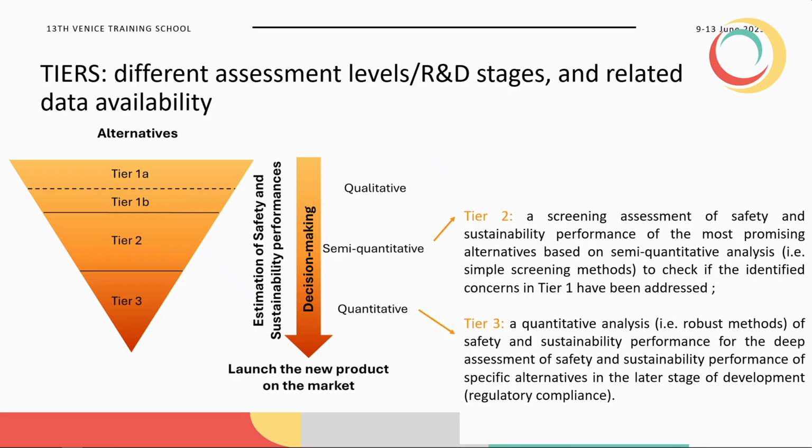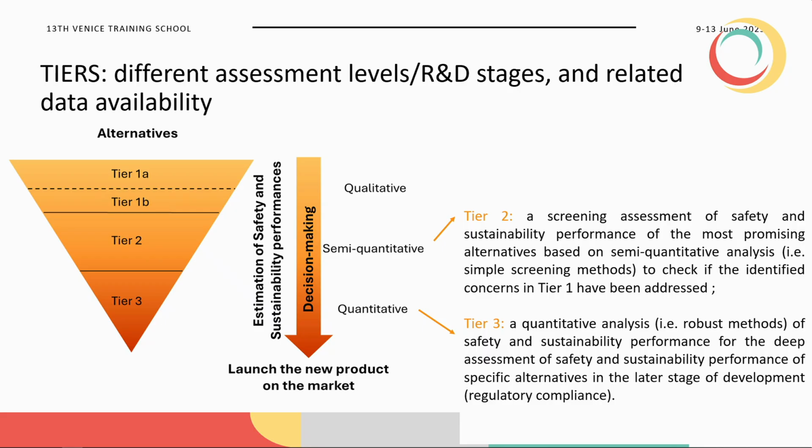Later on, when the material and/or the chemical is following a further development, we can use screening assessment tools that are semi-quantitative, that can assess safety and sustainability performance in order to check if the identified concern in Tier 1 has been addressed. And finally, we have Tier 3, that is a quantitative analysis that can be performed in the later stage of development, where the data available can support a quantitative assessment.